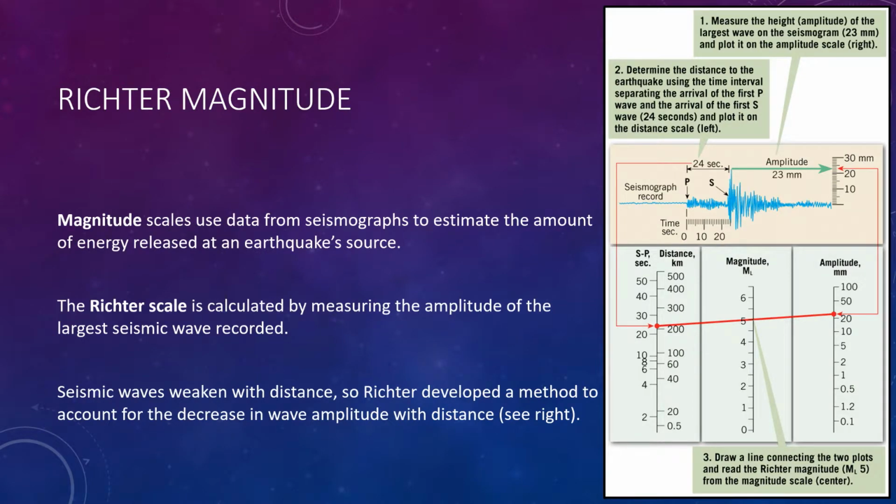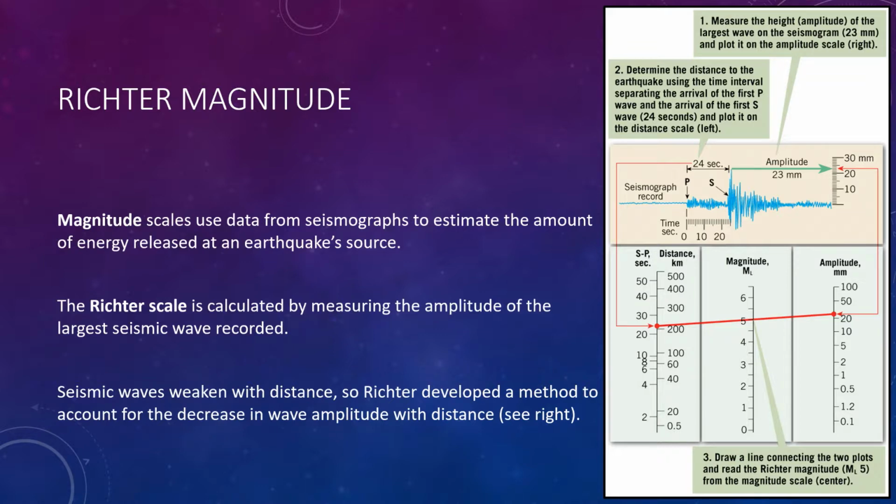To more accurately compare earthquakes around the globe, scientists searched for a way to describe the energy released by an earthquake that did not rely on factors such as building practices, which vary considerably from one part of the world to another. As a result, several magnitude scales were developed. Magnitude scales, which were developed more recently, use data from the seismographs to estimate the amount of energy released at an earthquake source. In 1935, Charles Richter of the California Institute of Technology developed the first magnitude scale to use seismic recordings.